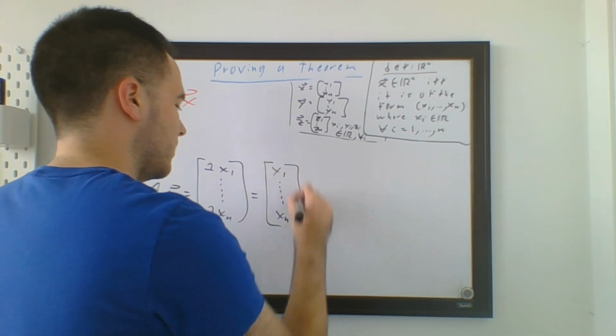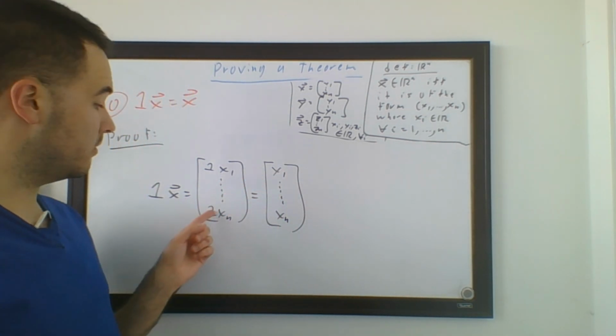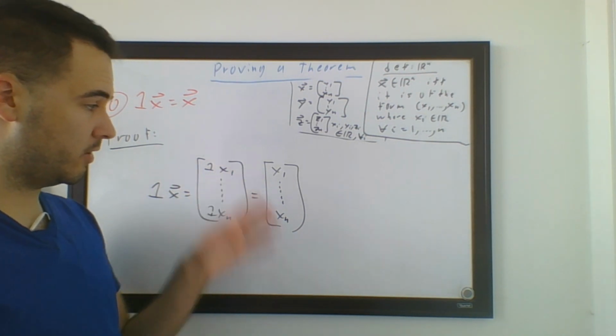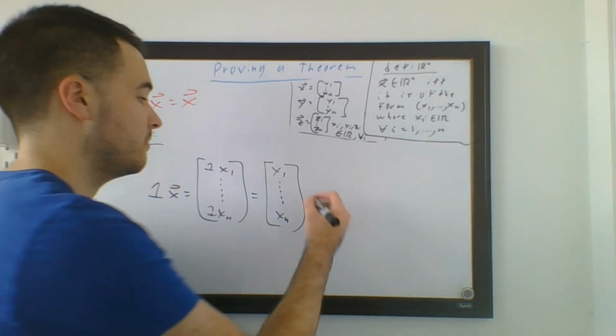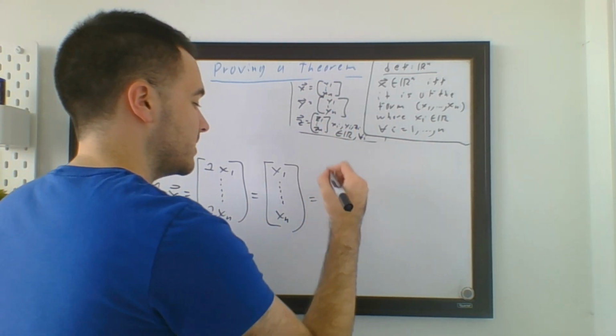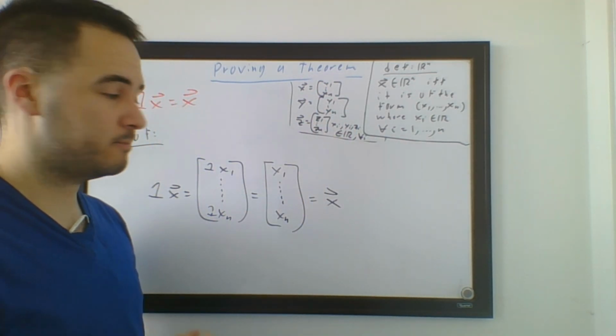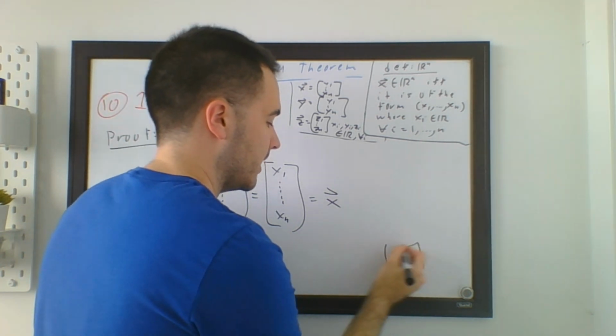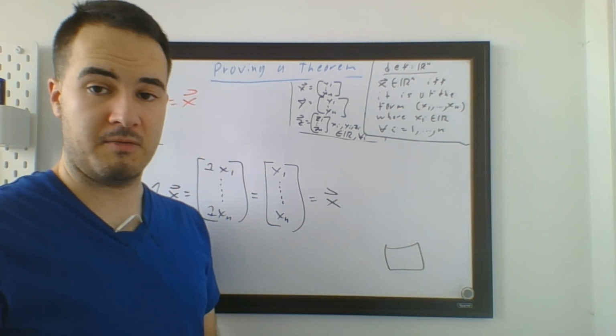So 1 times x1 is x1, 1 times xn is xn, and everything in between is the same. So, since we defined x1 to xn before as the vector x, we now have back x. And we have proven our 10th and final statement.